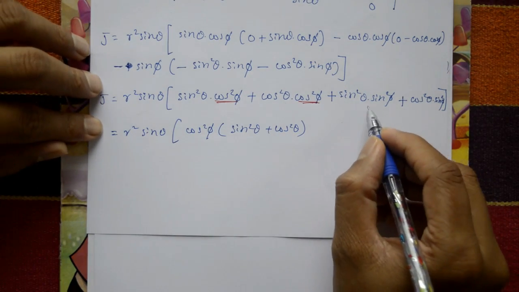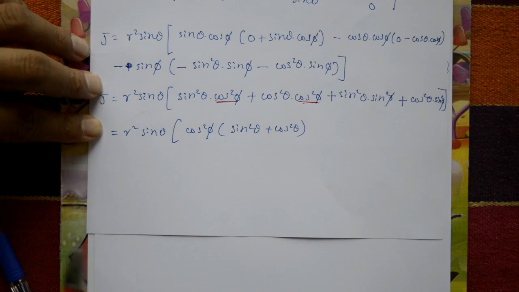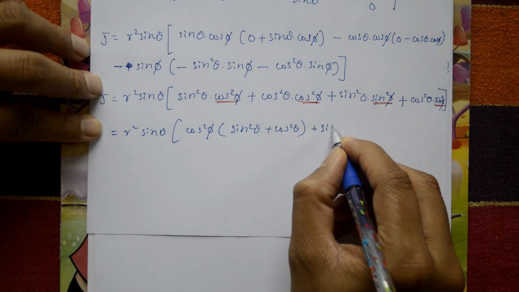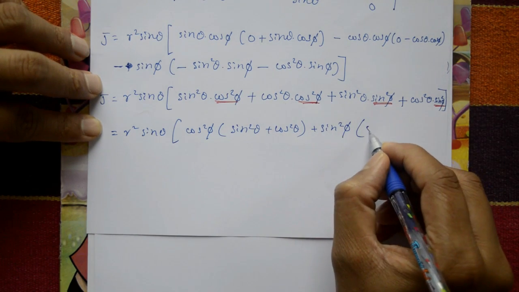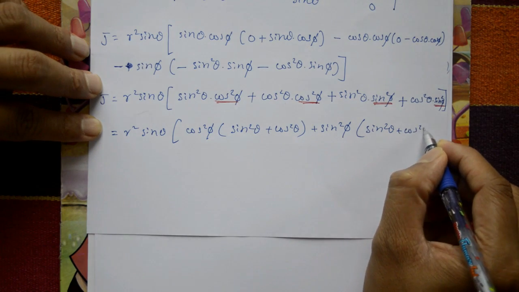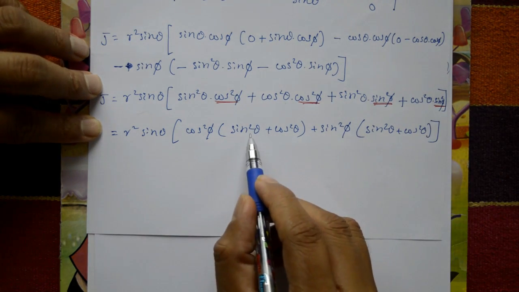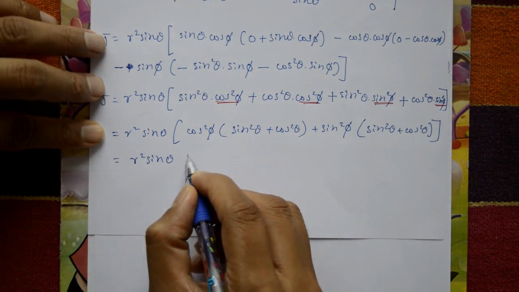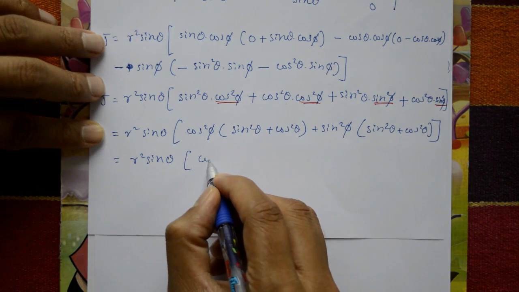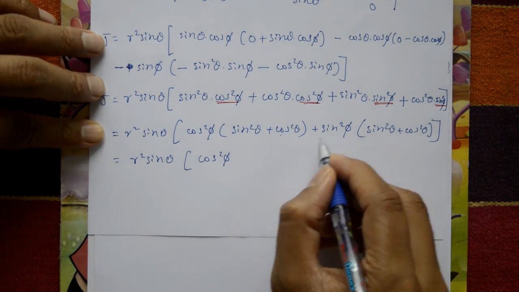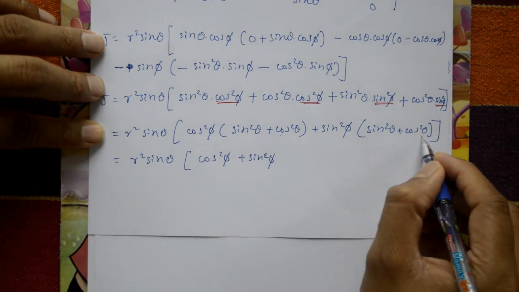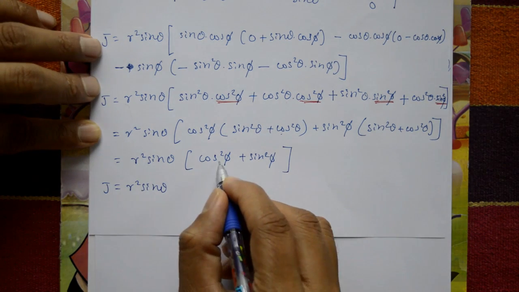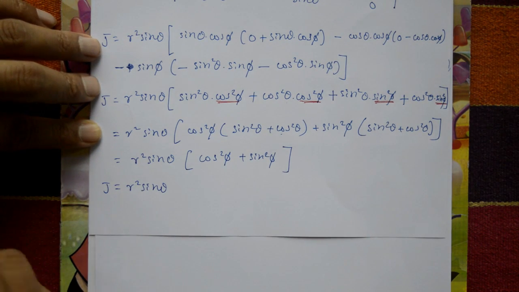Sorry. Now in this way, sin square phi is common. Take plus sin square phi, inside is sin square theta plus cos square theta. Okay, sin square theta plus cos square theta is 1. Now r square sin theta, this part is 1. Remaining cos square phi times 1 plus sin square phi times 1. And J is equal to r square sin theta, since cos square phi plus sin square phi is 1. Now this is the required answer.